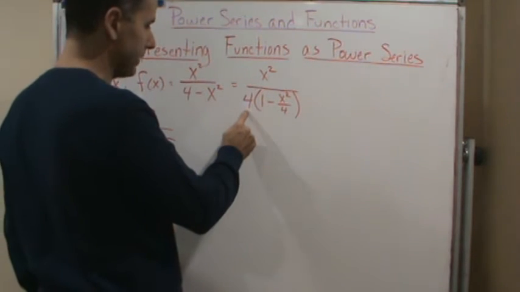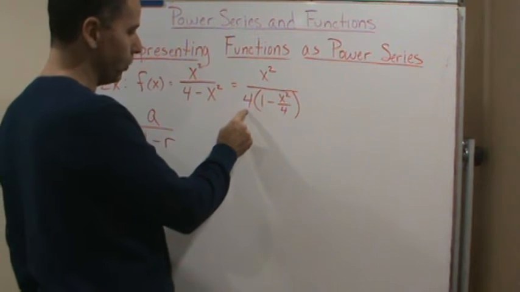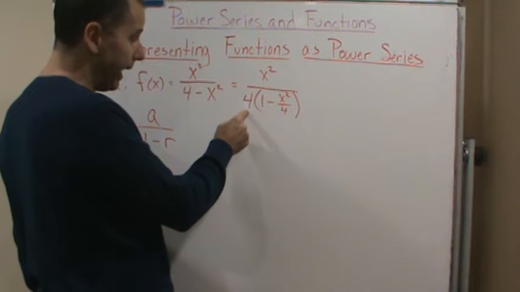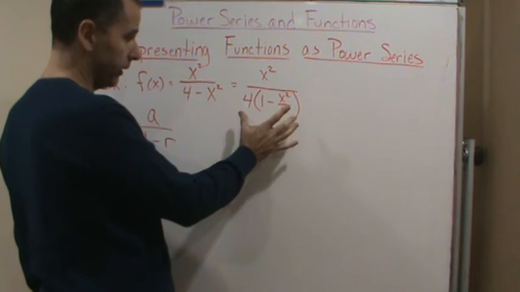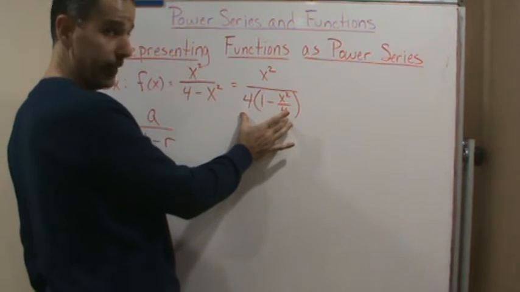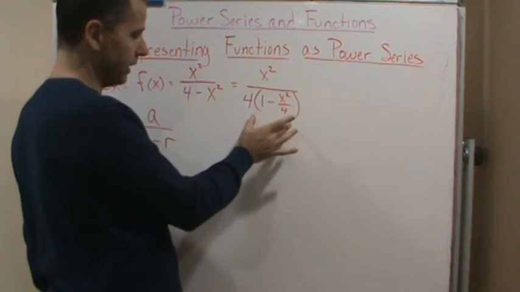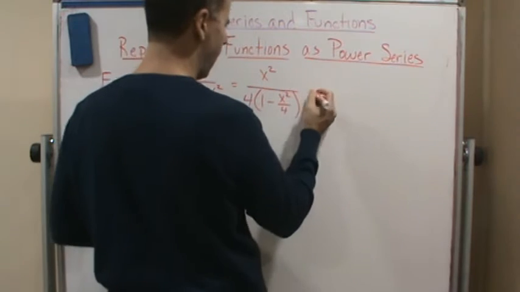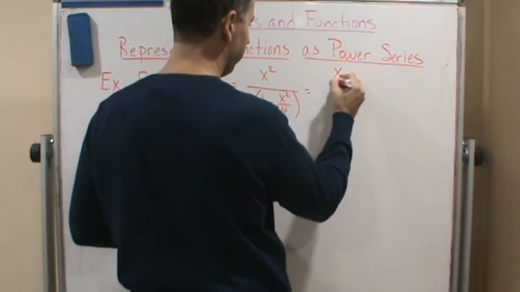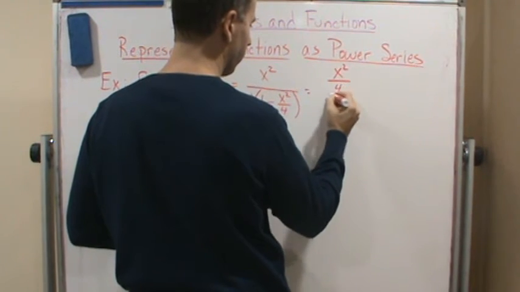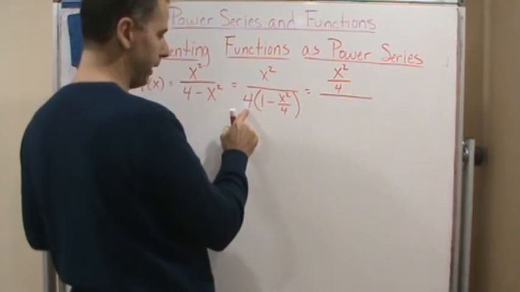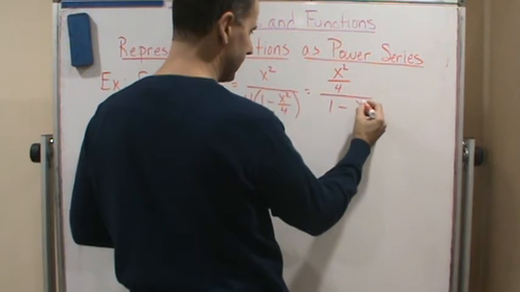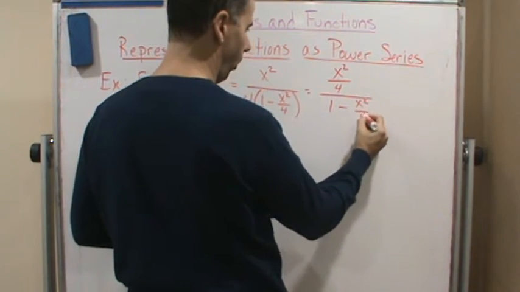I'm going to have to pull this out. So what can I do? I need to get rid of that 4, so I need a 1 there. Well, how can I get a 1 there? I can divide this by 4. So I can divide the bottom by 4, but if I do that, I have to divide the top by 4. So let's divide the top and the bottom by 4. If I do that, this is what it's going to look like. I'll get rid of that 4, and I'll end up with 1 minus x squared over 4.